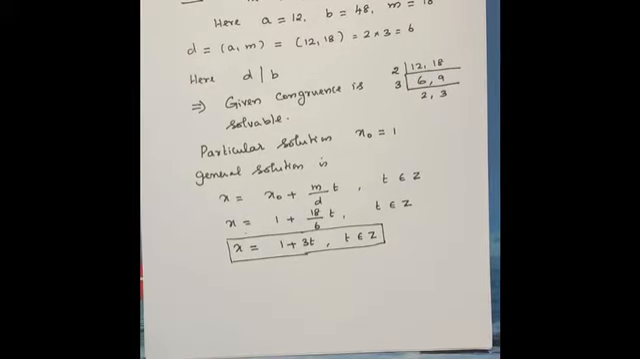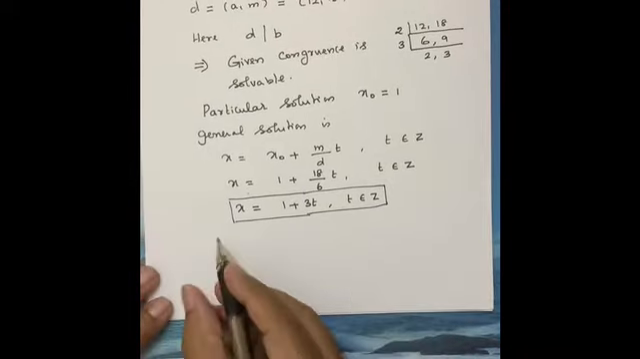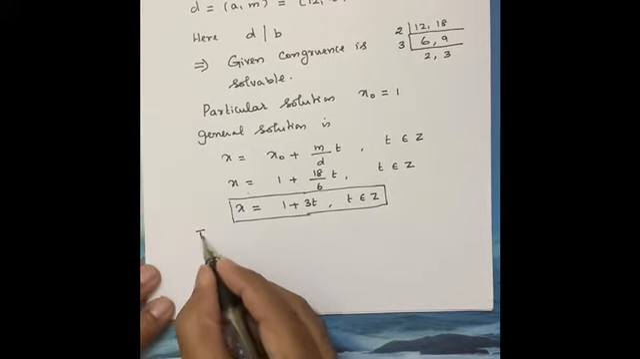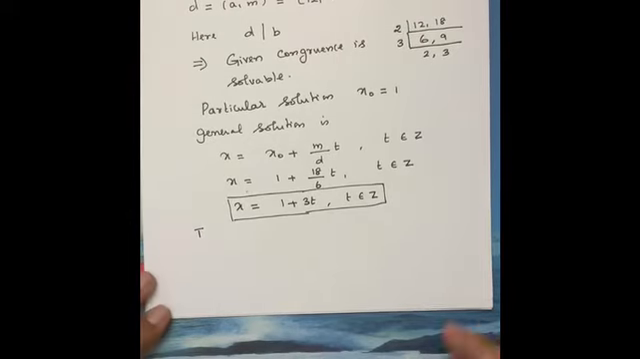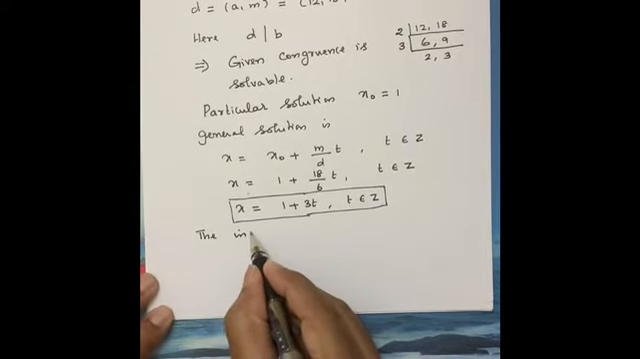And what is the incongruent solution? Next we can find the incongruent solutions. How many incongruent solutions do we have? D number of incongruent solutions. So the incongruent solutions.